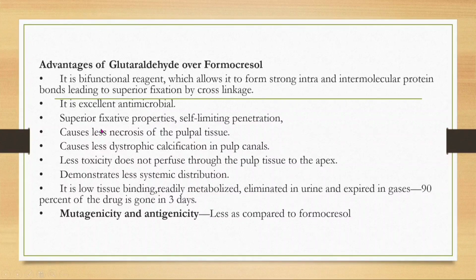and it has superior fixative properties, self-limiting penetration, it causes less necrosis, it causes less dystrophic calcification of the pulp canal, less toxic, and it demonstrates less systemic distribution. It is slow tissue binding, readily metabolized, eliminated in urine, that is 90% in 3 days, and the mutagenicity and antigenicity is less compared to formocresol. Okay, so these are the advantages of glutaraldehyde.